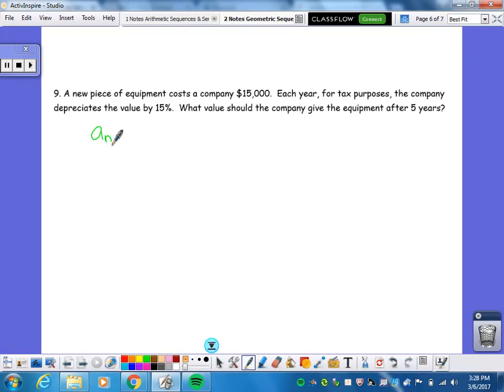We still are going to be using the equation A sub n is equal to A1 times r to the n minus 1. Our A sub 1 is equal to 15,000, and our r is going to be equal to 0.85. Since our equipment is depreciating 15% each year, we start with 1 and it's going down by 0.15 each year. So our next term is going to be 0.85 of what our original term was.